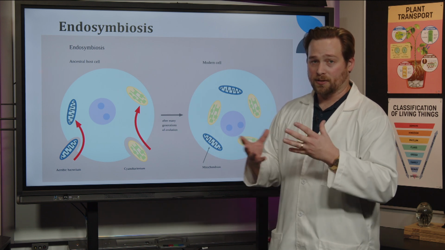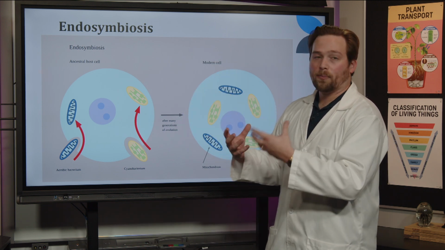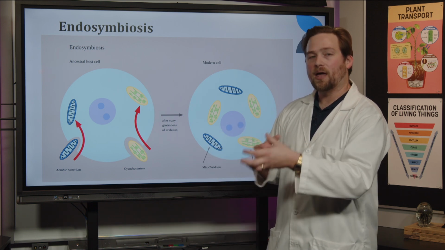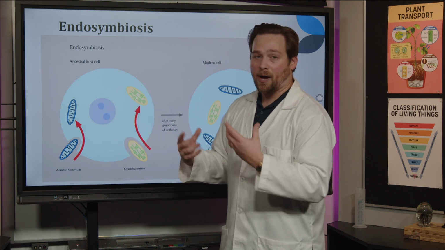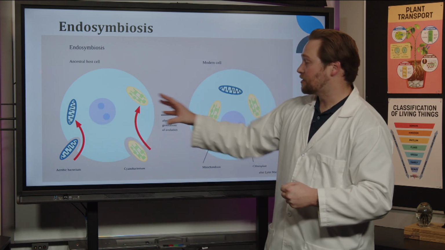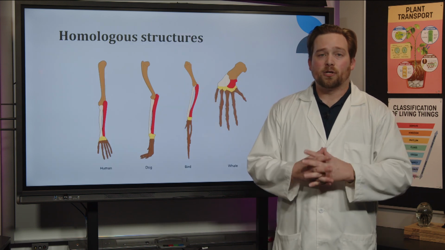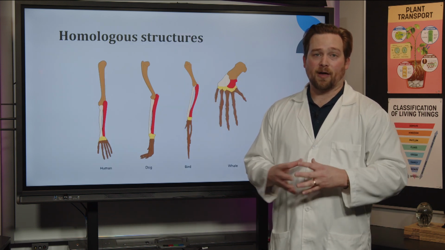So endosymbiosis is basically absorbing these bacterium cells, not destroying them, but instead forming a win-win relationship where these cells don't have to worry about being eaten by a larger organism, and the cell gets free energy and free food. Okay? So the next thing I wanted to talk about is some different types of evidence that supports the theory of evolution.